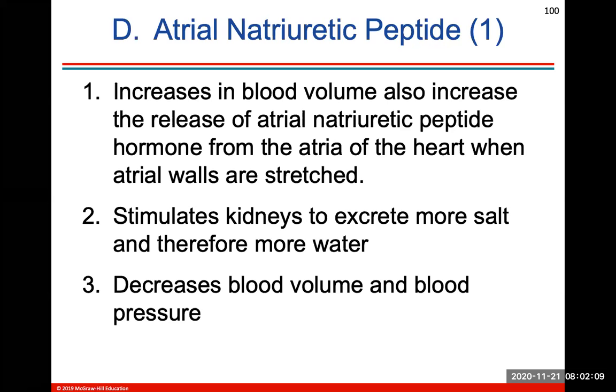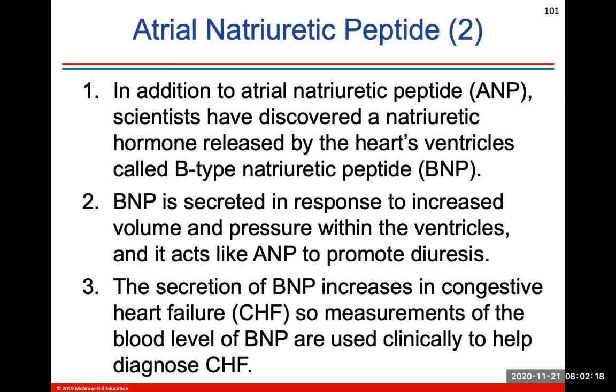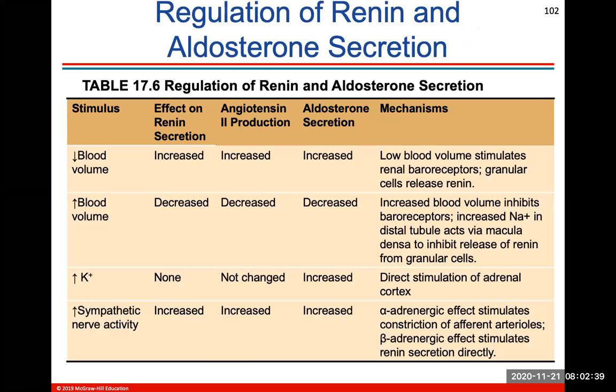So this is often abbreviated ANP, a hormone from the heart, and it will decrease blood volume and blood pressure. In addition to ANP, scientists have discovered a hormone released by the heart ventricles called B-type natriuretic peptide, and this will be secreted in response to increased volume and pressure within the ventricles. It will act like ANP to promote diuresis, which is more frequent urination.